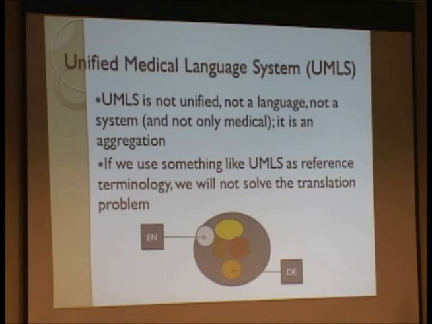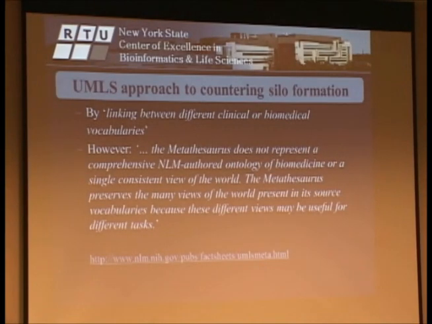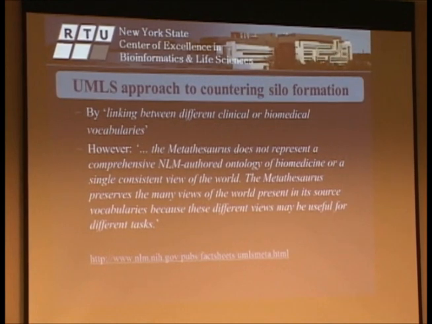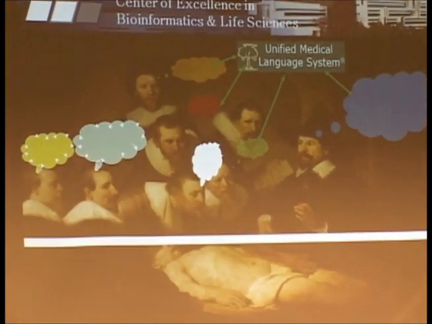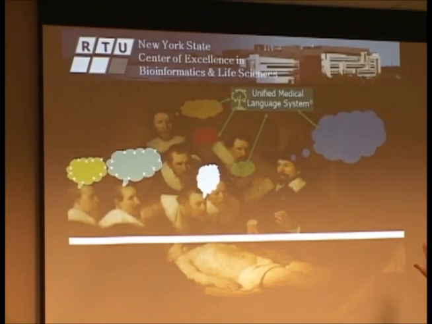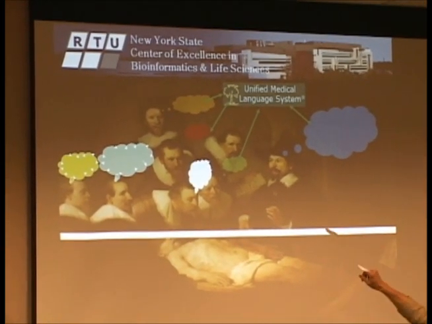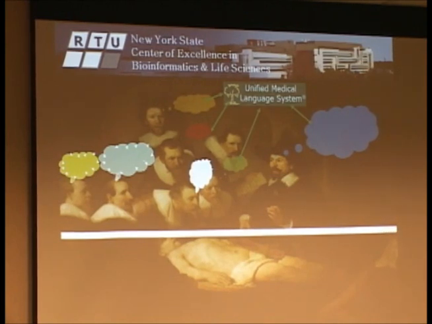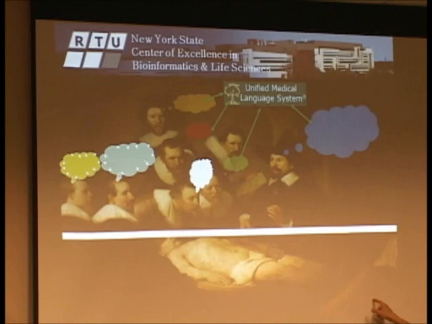So the UMLS is actually not a single system, it's a collection of terminologies, and it will not solve the problem of translating between different bodies of knowledge. It says it will, but this is just a quote from the UMLS. This is a picture. The Unified Medical Language System is actually 6 doctors, all of whom have different ideas about what's going on inside the patient.